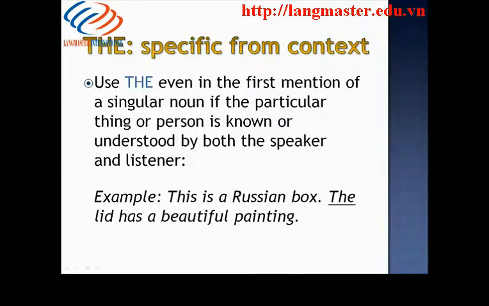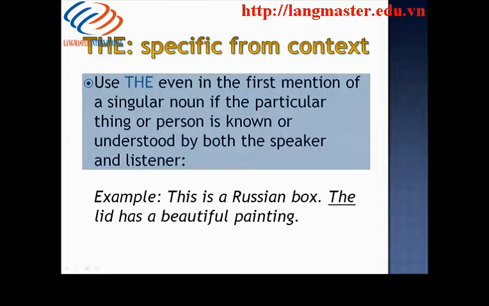Note that we use the definite article the with a noun that is specific from context. What does that mean? It means we use the even in the first mention of a singular noun if the particular thing or person is known or understood by both the speaker and listener.